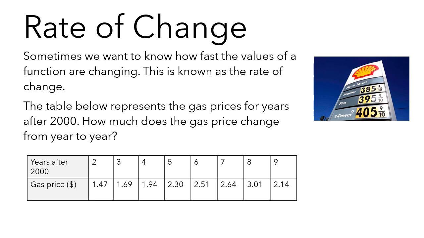So the table below represents the gas prices for the years after 2000. So here's the years after 2000, so this would be like 2002, 2003, so on, and the price of gas at that time. So how much does the gas price change year to year? If we find the difference from here to here, we get a change of 0.23. And the next one would be a change of 25 cents. And then so on and so on.